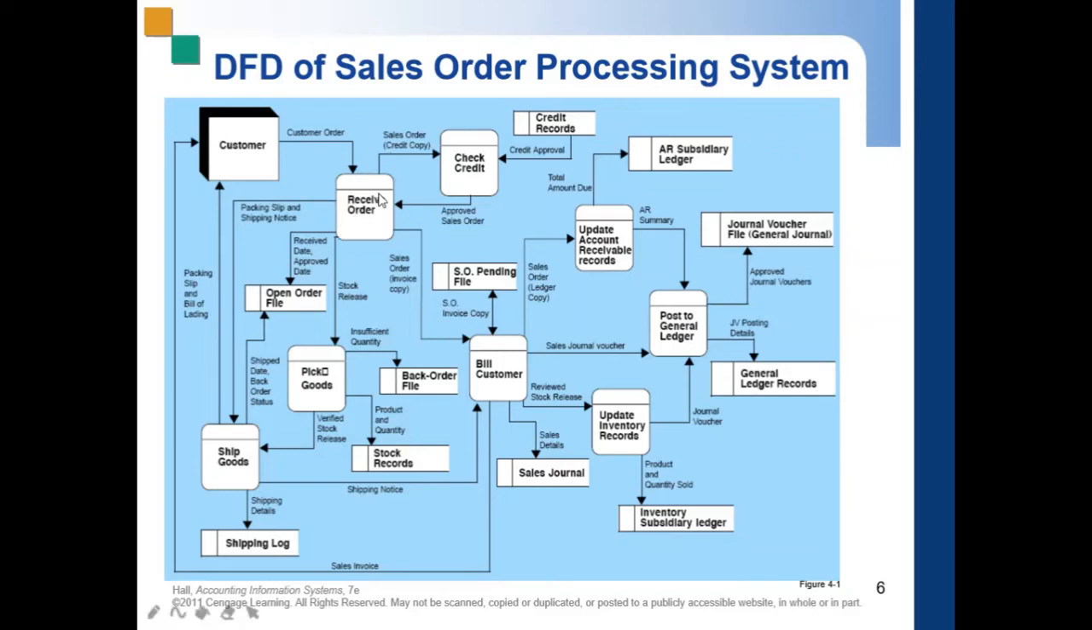So, in the conceptual system, the receive order task sends the sales order credit copy, because the sales order is not just one copy. The credit copy is sent to the credit department for approval. The returned approved sales order then triggers the continuation of the sales process by releasing sales order information to various departments, such as your warehouse, your accounting, and so on.